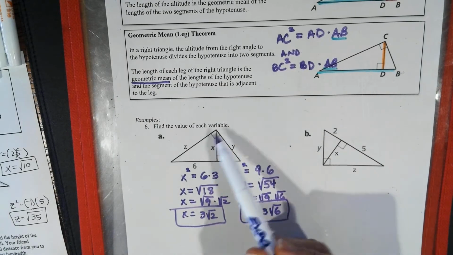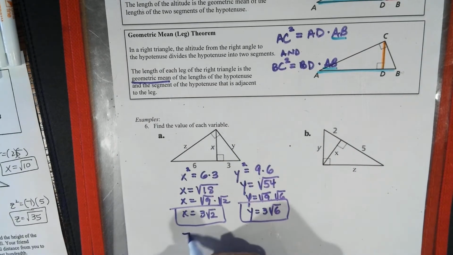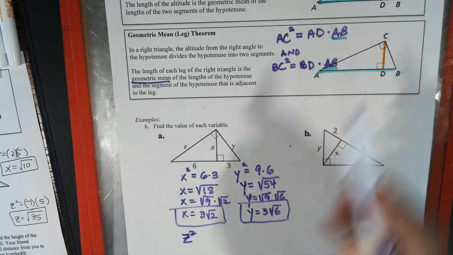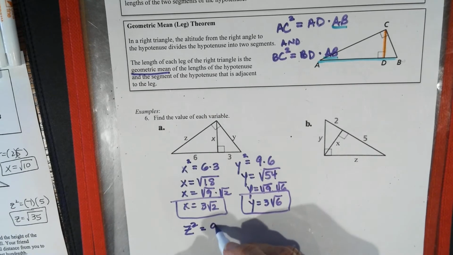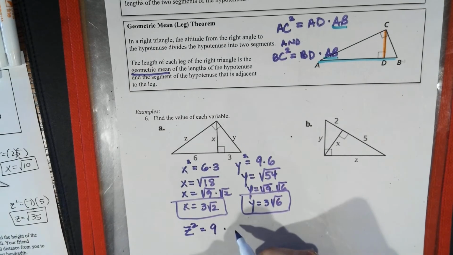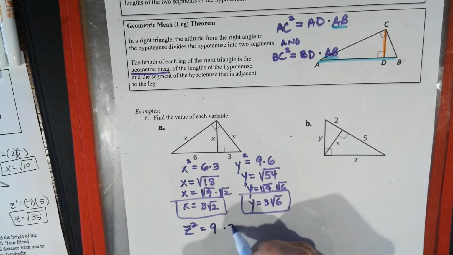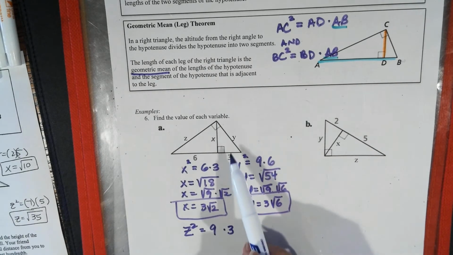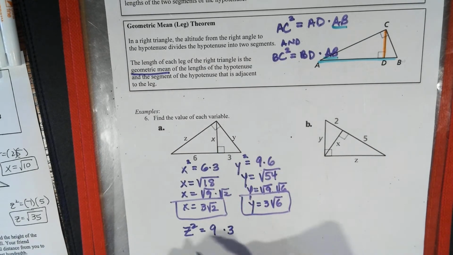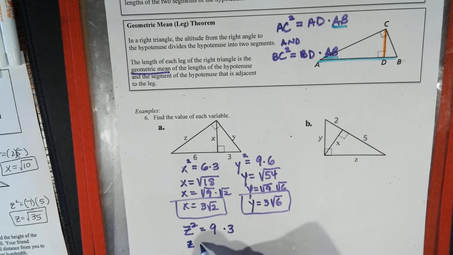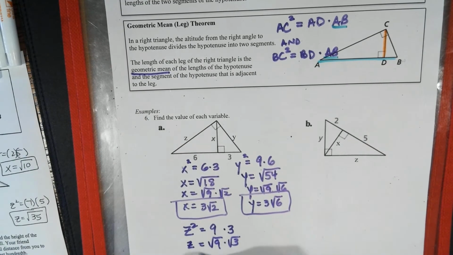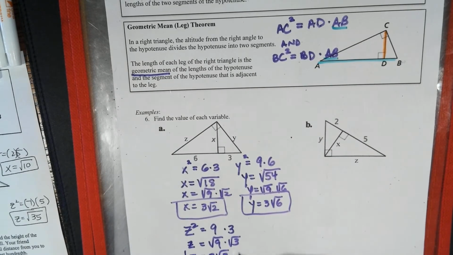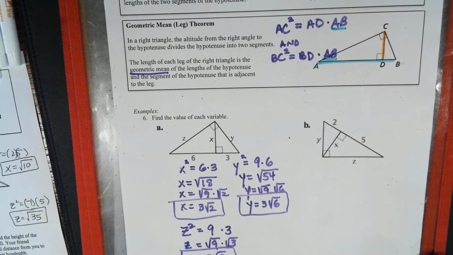And then now that we have y, last one is z. And again, we're going to use this theorem here. Z squared is going to equal the hypotenuse times the shorter leg, which is adjacent to that. And so z is equal to square root of 9 times square root of 3. So z equals 3 times the root of 3. That's how you use those theorems.